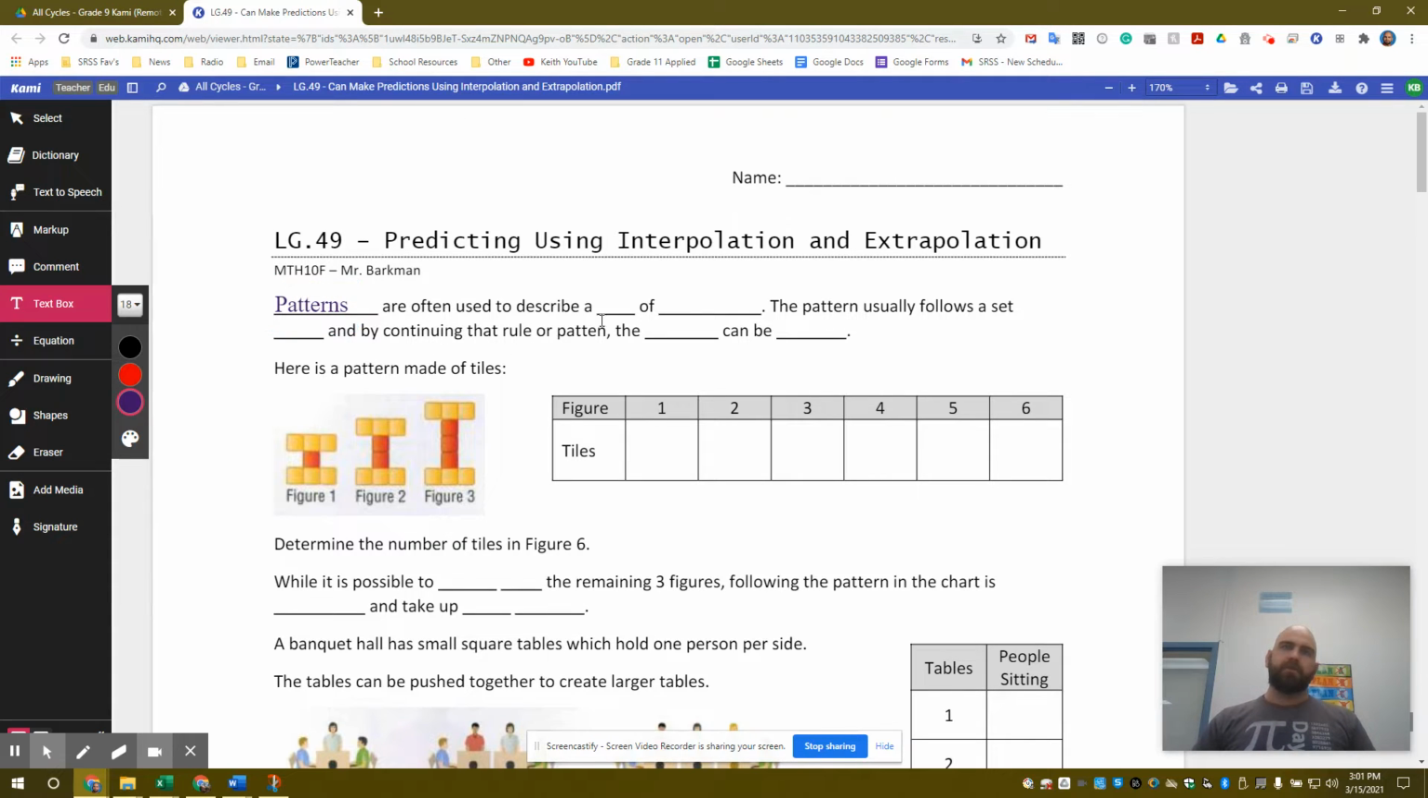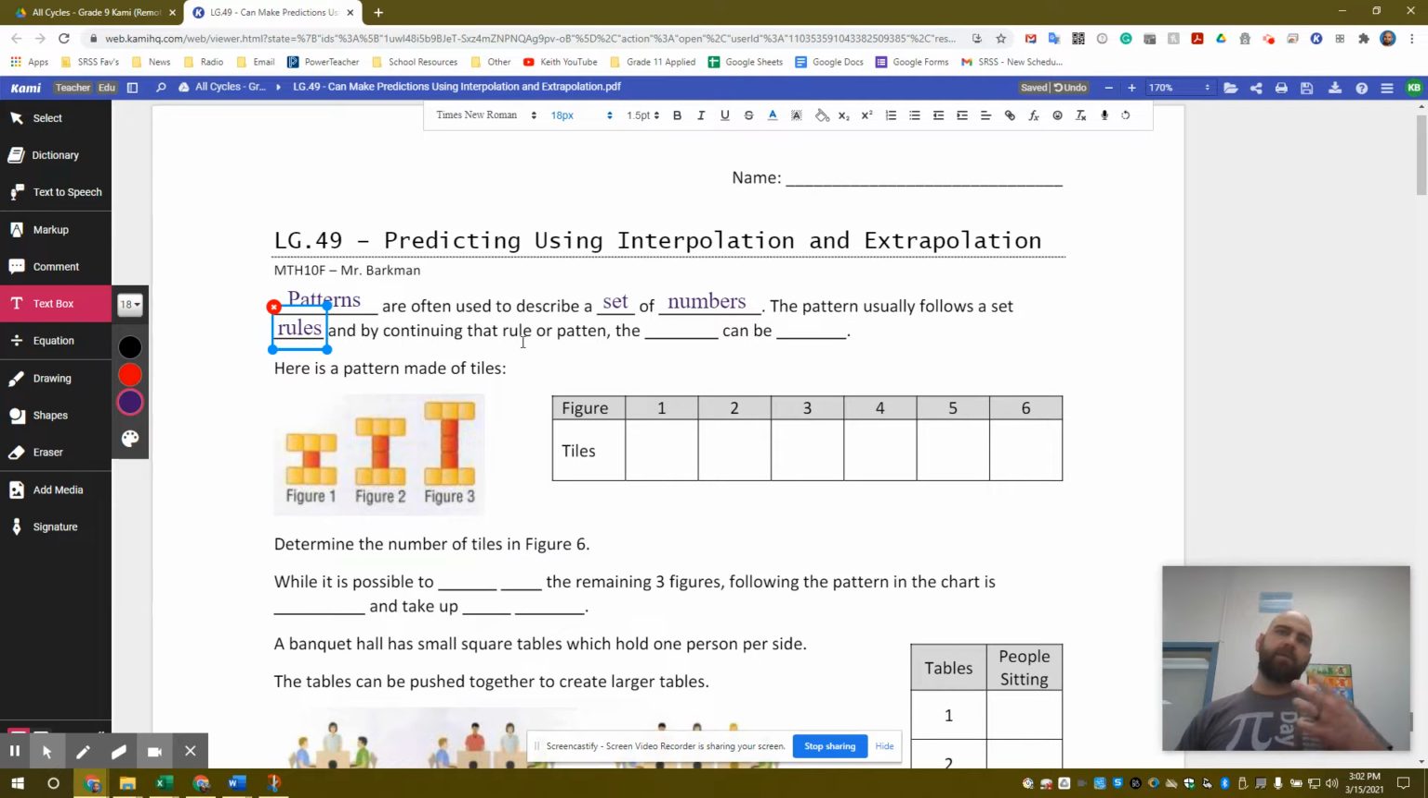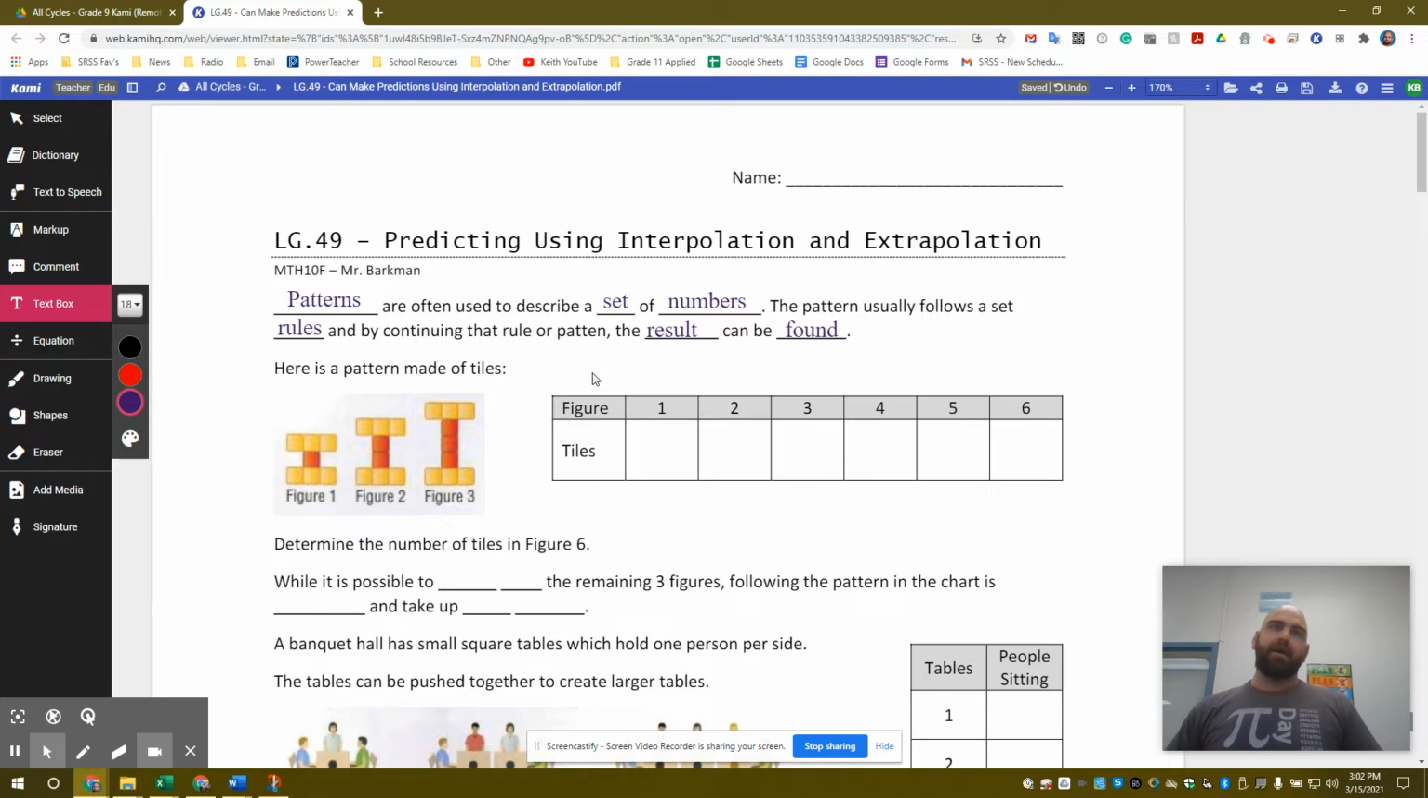Patterns are often used to describe a set of numbers. We could also use patterns to describe a set of shapes. I'm sure you've used those in the past, where you've taken a look at a set of shapes and then figured out what shape comes next or what color comes next, or whatever the case is. Okay, that's a pattern. The pattern will usually follow a set of rules, and by continuing that rule or pattern, the result can be found. So we are finding that next value, or looking at the pattern and trying to find the next result to that pattern.